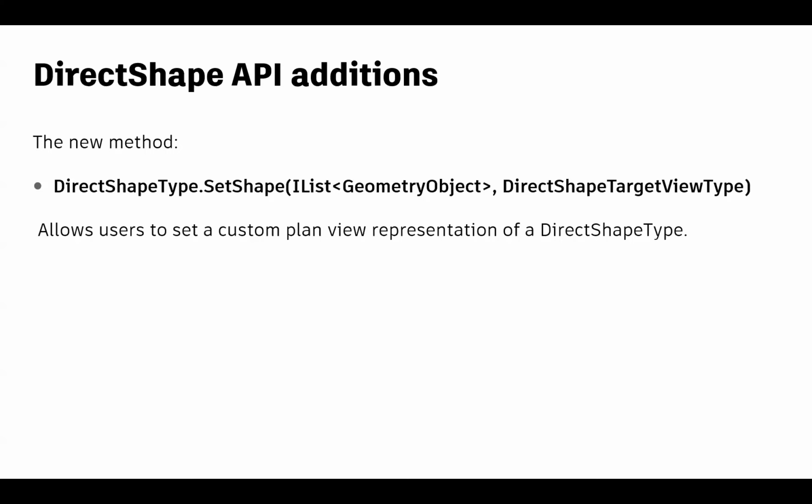But even in previous versions of Revit, direct shape had abilities to have different representation for the three-dimensional views and a custom plan view representation as well. But the API to set shape for the plan view representation was missing, so it was added in this release of Revit 2025.